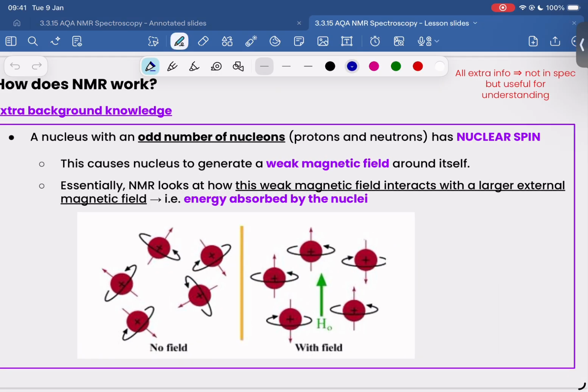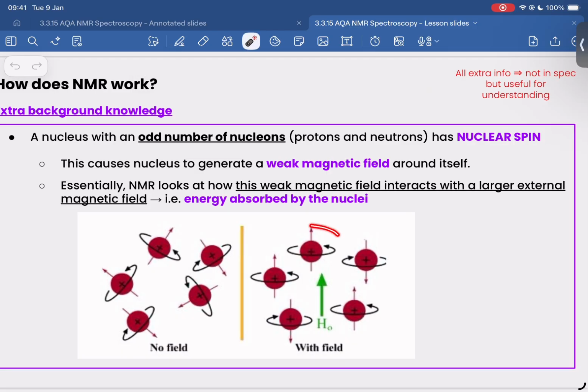Essentially, what we're looking at here is the energy that's absorbed by the nuclei. Now, it can get more complicated than this. I'm just really simplifying this down into the basics, because, as you can see in this image on the right, they're moving either in the direction of the magnetic field or against the direction of the magnetic field. And so you're basically looking at how the nucleus, when it spins in a larger magnetic field, rotates differently to how it rotates in lots of different random directions against the magnetic field.